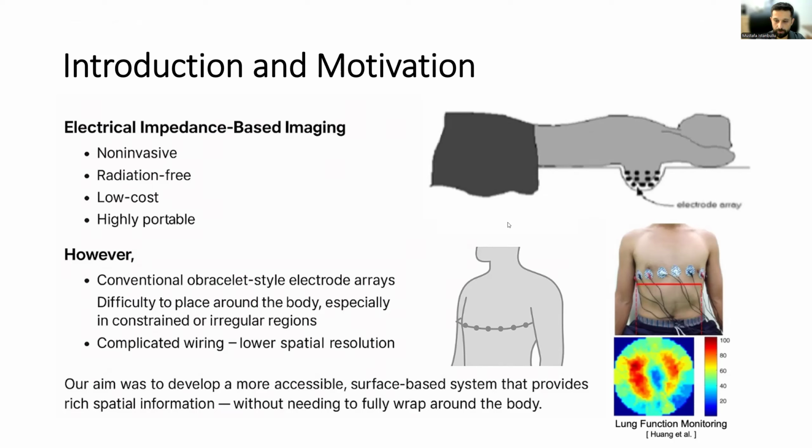Most use circular or bracelet-style electrode arrays, which are often difficult to place around the body, especially in constrained or irregular regions. In some cases, the area to be measured cannot be completely surrounded by electrodes, or the process of placing the electrodes regularly and appropriately around the measurement area may be time-consuming and difficult. These limitations underscore the need for a planar electrode arrangement, which offers improved adaptability, especially in challenging anatomical or experimental setups.